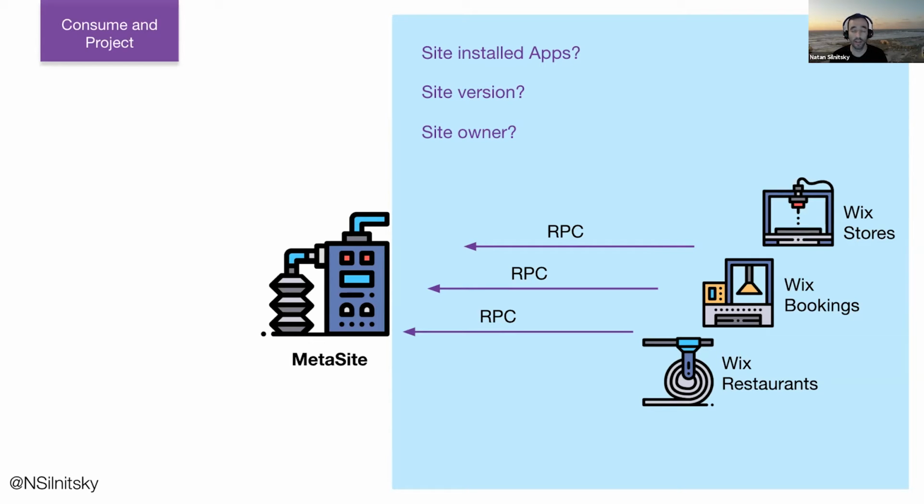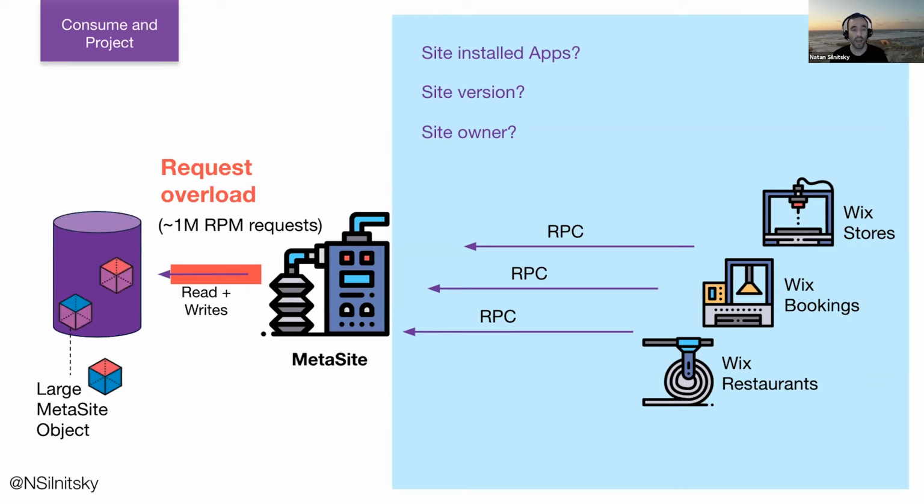And this data is very important for a lot of our services, a lot of verticals, like Wix Stores, Wix Bookings, and Wix Restaurants. Now, meta-site service used to be a lot more monolithic, and it had like one big database with all of the large meta-site objects with all the information put in it. So it got to more than 1 million requests per minute on this database for reads and writes, and it became too overloaded.